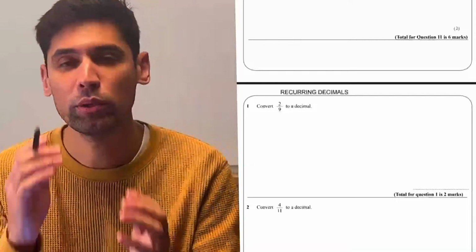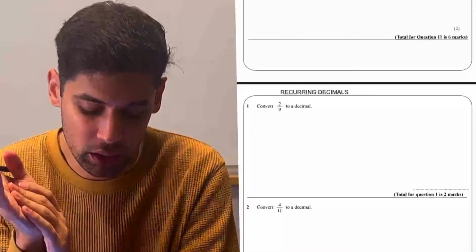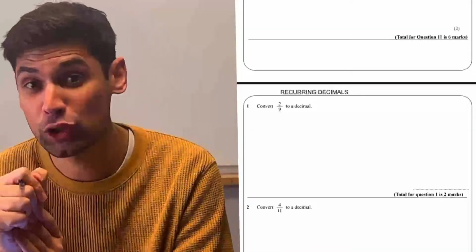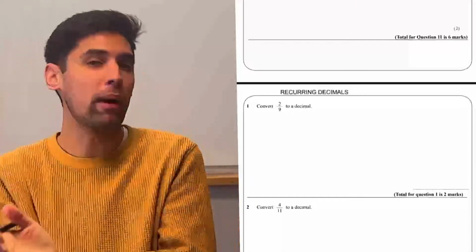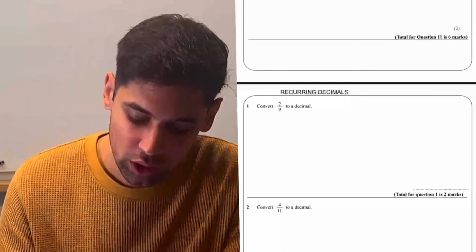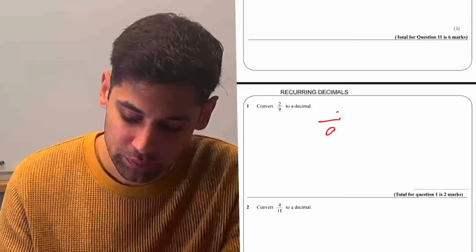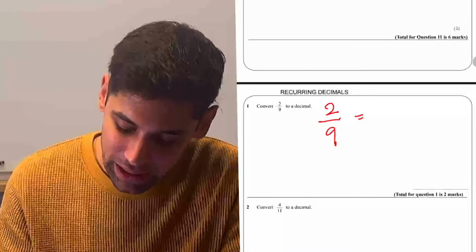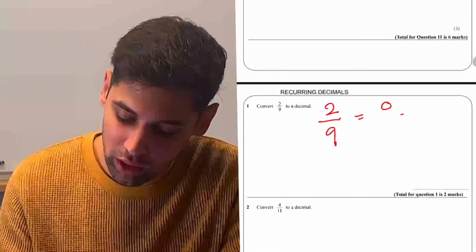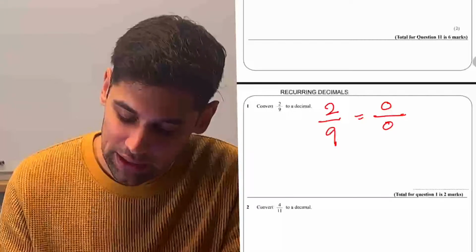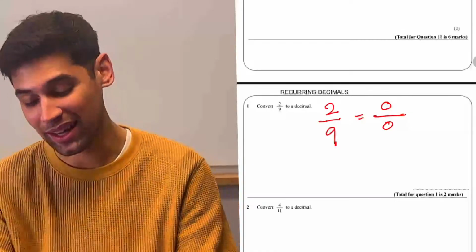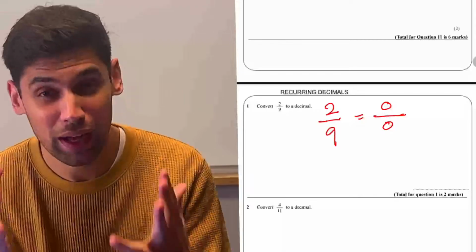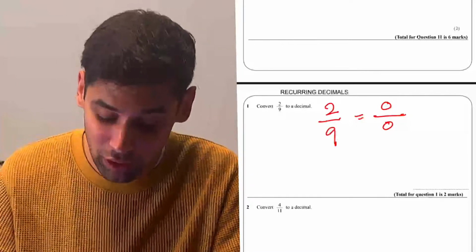Convert 2/9 to a decimal. What people don't realise is that a fraction, quite literally, is a divide symbol. This blew my mind when I realised it. A fraction, 2/9, is just a value over a value. It is a divide symbol. I love this, man. This is why I love maths. A fraction is a divide symbol.